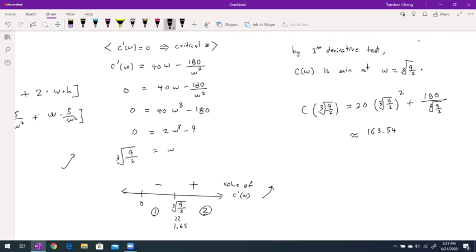After punching it into the calculator, we got approximately 163.54. That will be the minimum cost that we can produce with the given info, where the volume is 10 cubic meters. That concludes this example.